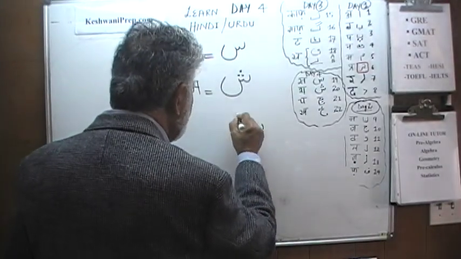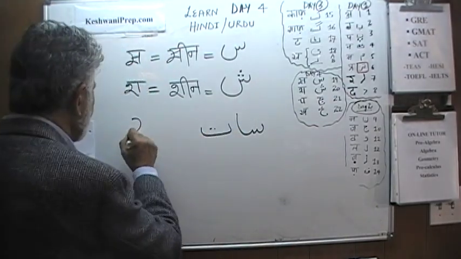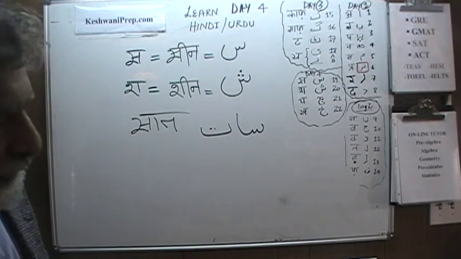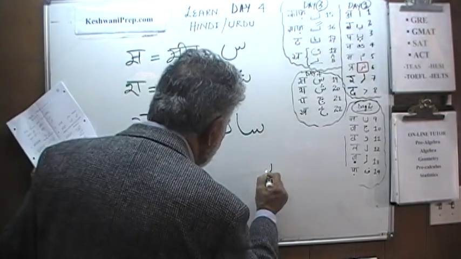Let's do one more. Seen alif sa. And then te. Saat. Saat as in 7.